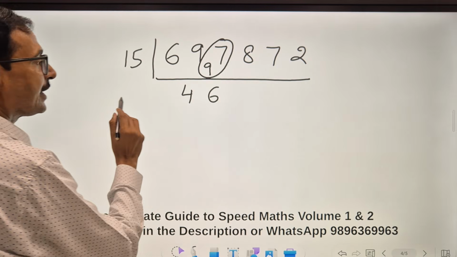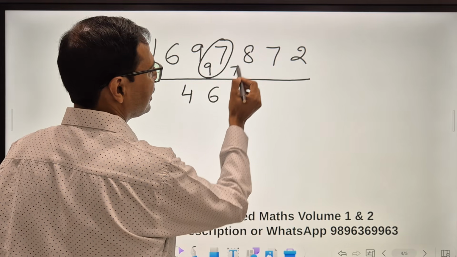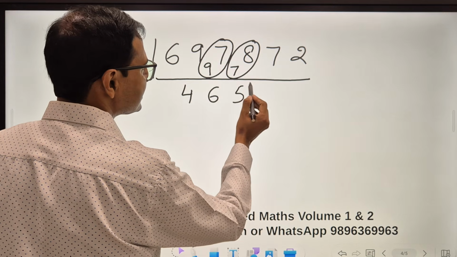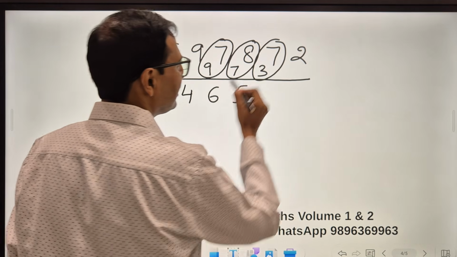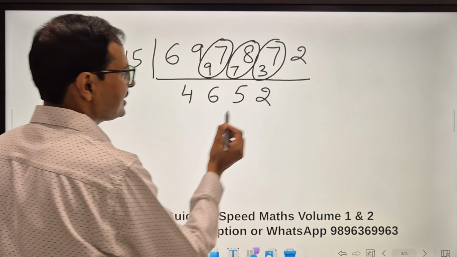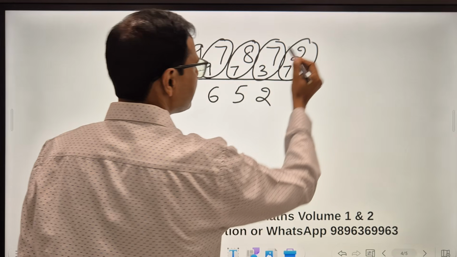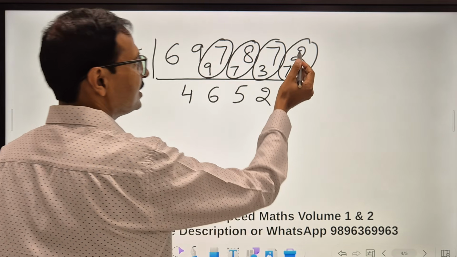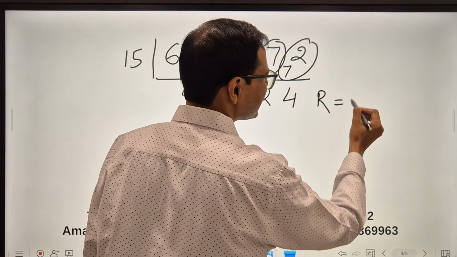15 6 times is again, this is 90. So 97 minus 90 is 7. So this becomes 78. 15 5 times is 75. 78 minus 75 is 3. 37. 15 2 times is 30. 37 minus 30 is 7. Then it becomes 72. 15 4 times is 60. 72 minus 60 is 12. And so the remainder is 12.